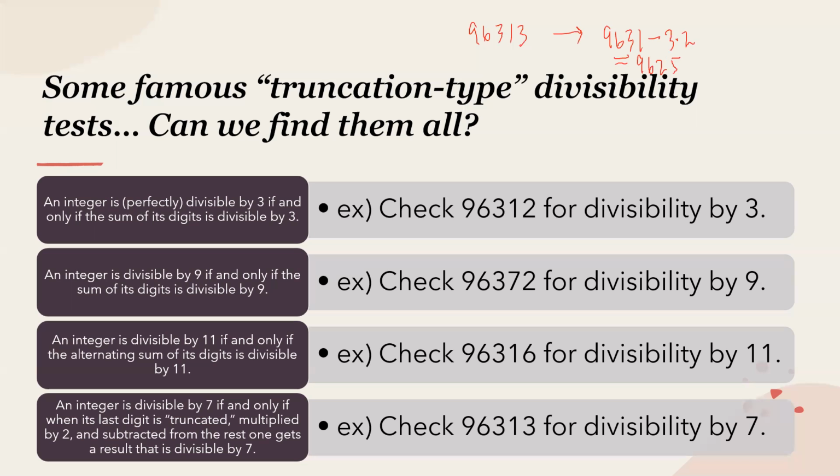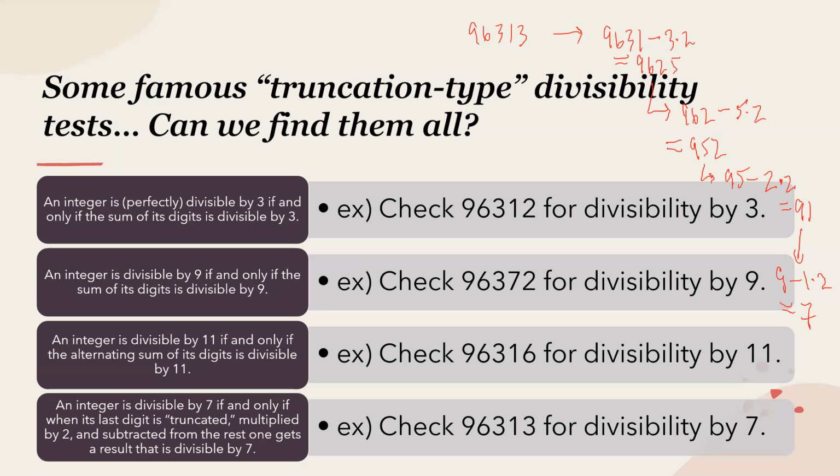So you can do it again, right? So what you do is you then take this guy and you go 962 minus 5 times 2. And what do we get? 952. And you say, still don't know. So do it again. 95 minus 2 times 2 is what? 91. Still can't tell. So what do we do now? 9 minus 1 times 2 is 7. And I definitely can tell whether that's yes.